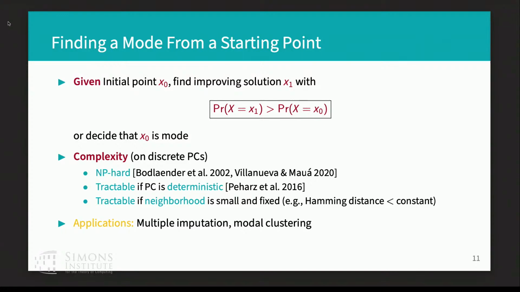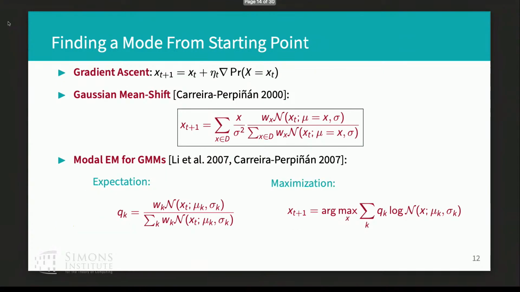So if you're in the discrete case or even in the continuous case, I just want to find one point that is better than this in some small region, right? And this, for instance, has applications in multiple imputation. When you have some partial configuration and you want to complete it, but in several different ways to get some diversity, right? So you can start from any completion of your model and then try to converge to a different mode, and just sample completions. And also in modal clustering, which I'm going to show what that is about.